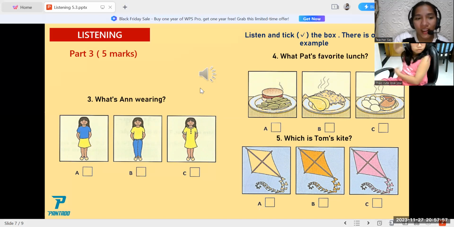Oh, so what is your answer? It's letter B. Okay, are you sure? It is letter B. Okay, so now let's proceed to number 4 and 5.